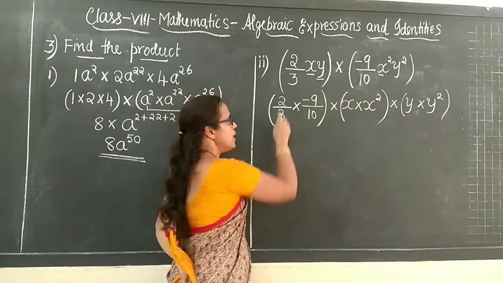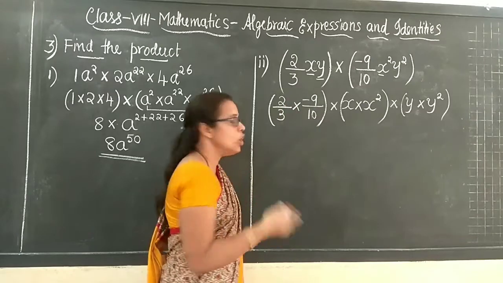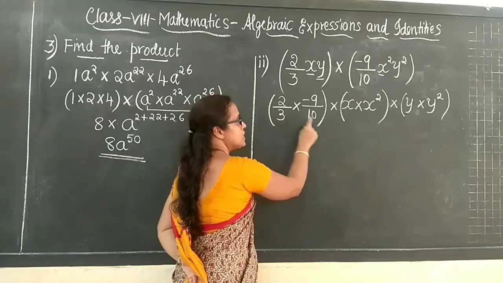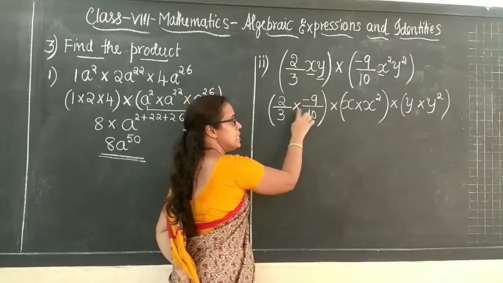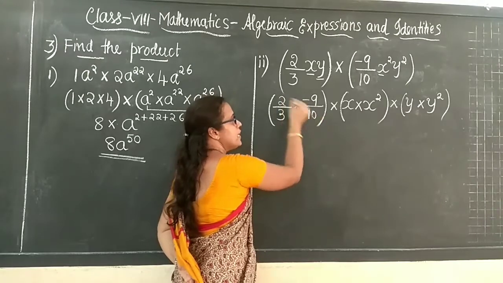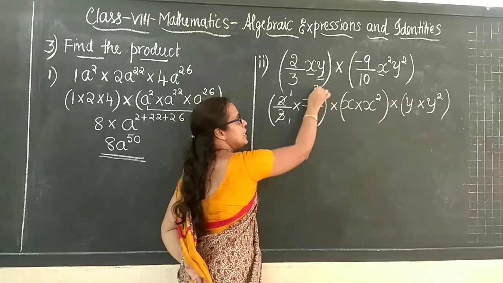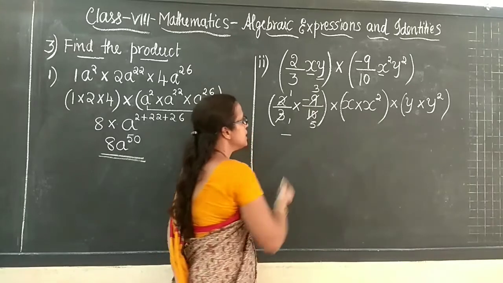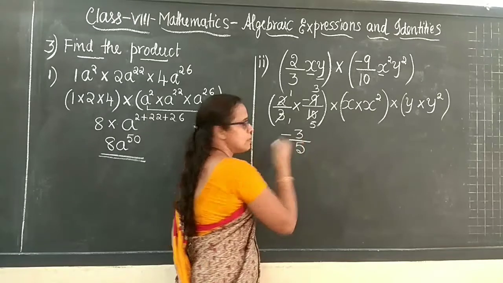Got it? So now how can I multiply this, children? In fraction multiplication, you can cut the terms, but you cannot take the LCM, children. Because when the denominators are different, you have to take the LCM in the case of addition or subtraction. But this is multiplication, so we can cancel the terms. In the sense, 2 table 10 comes or not: 2 ones are 2, 2 fives are 10, 3 ones are 3, 3 threes are 9. So like this we can cut the terms. So now what is the answer? Minus is remaining. 3 by 5 is remaining.